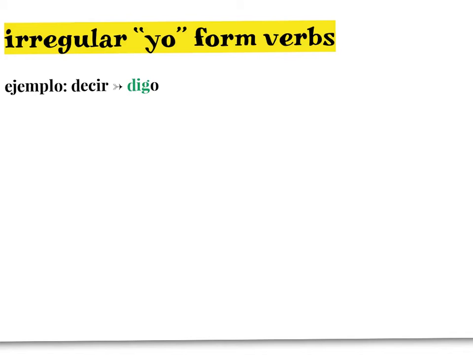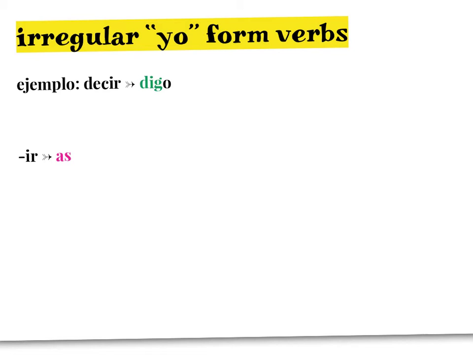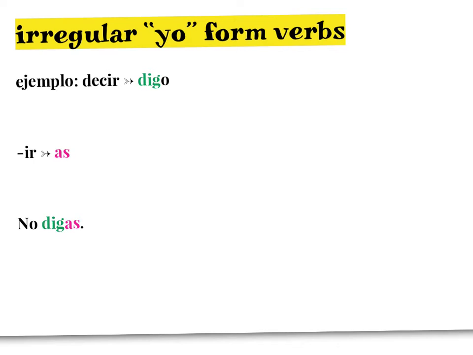Decir is an irregular yo form in the present tense. Digo. So our root becomes dig because I drop my O, and IR, as we talked about, goes to AS. So finally, no digas.